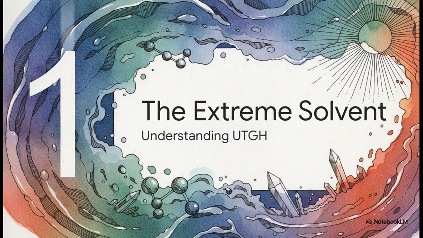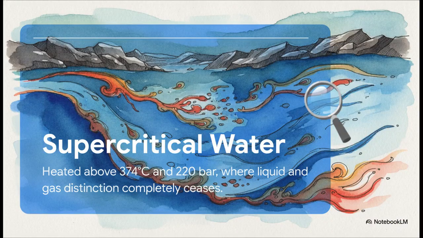All right, Section 1, the ultimate extreme solvent, understanding UTGH. To really grasp this theory, we first have to completely abandon our everyday understanding of water and look at the fundamental physics of extreme environments. The UTGH framework proposes that the water beneath the crust wasn't a normal liquid, and it wasn't steam either. It existed in a totally distinct phase of matter called supercritical water.